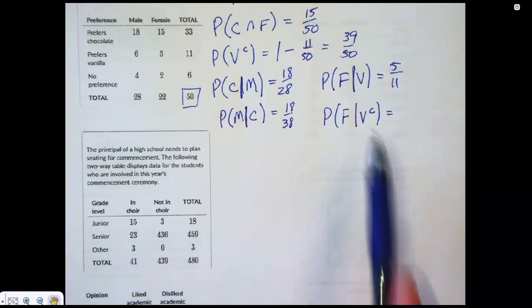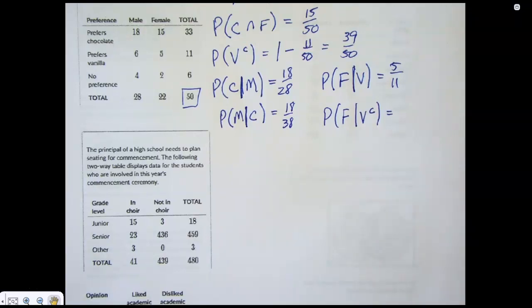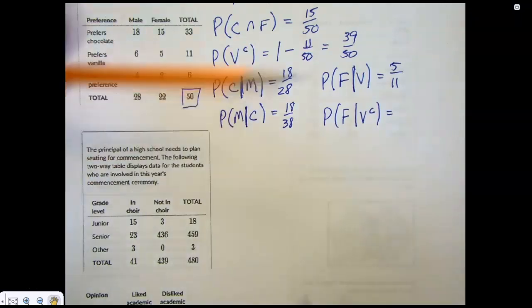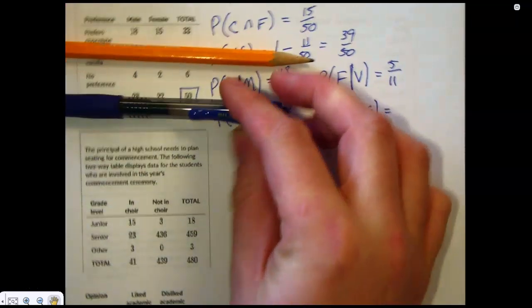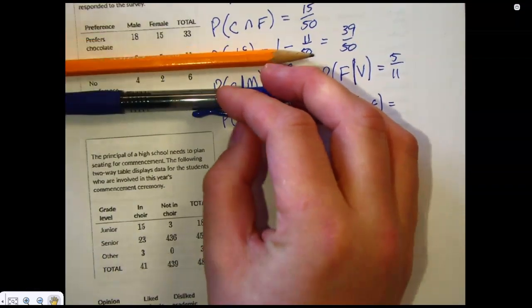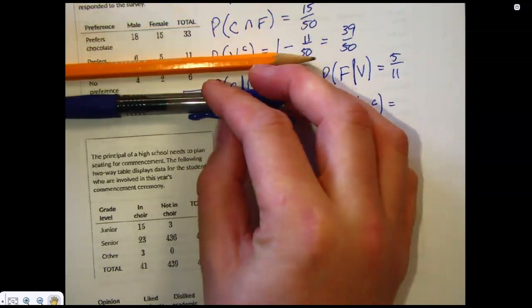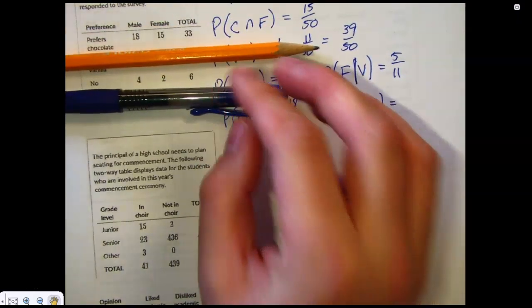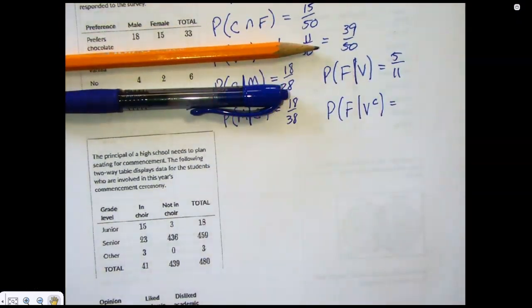So vanilla complement means I'm only looking at the ones that were not vanilla. So I'm going to cover up the total too. So it looks a little bit like that. So how many people are there total in vanilla complement? 39. And how many of them are female? 17, right? 15 and 2. So you got 17 females up here and 2 down there.